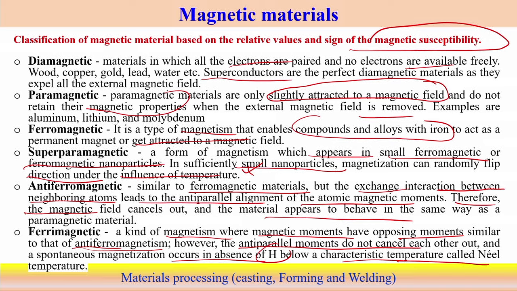So these are the very basic classification of the different types of magnetic material based on the magnetic susceptibility. That means what is the extent of the magnetic properties retained within the material. Based on that we can say these are the different types of magnetic materials.